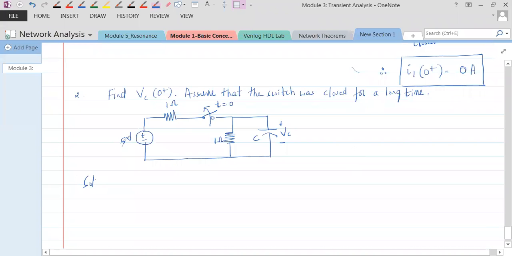This is solution. So whatever we have understood is this. Okay, the switch is being opened at t equal to 0.